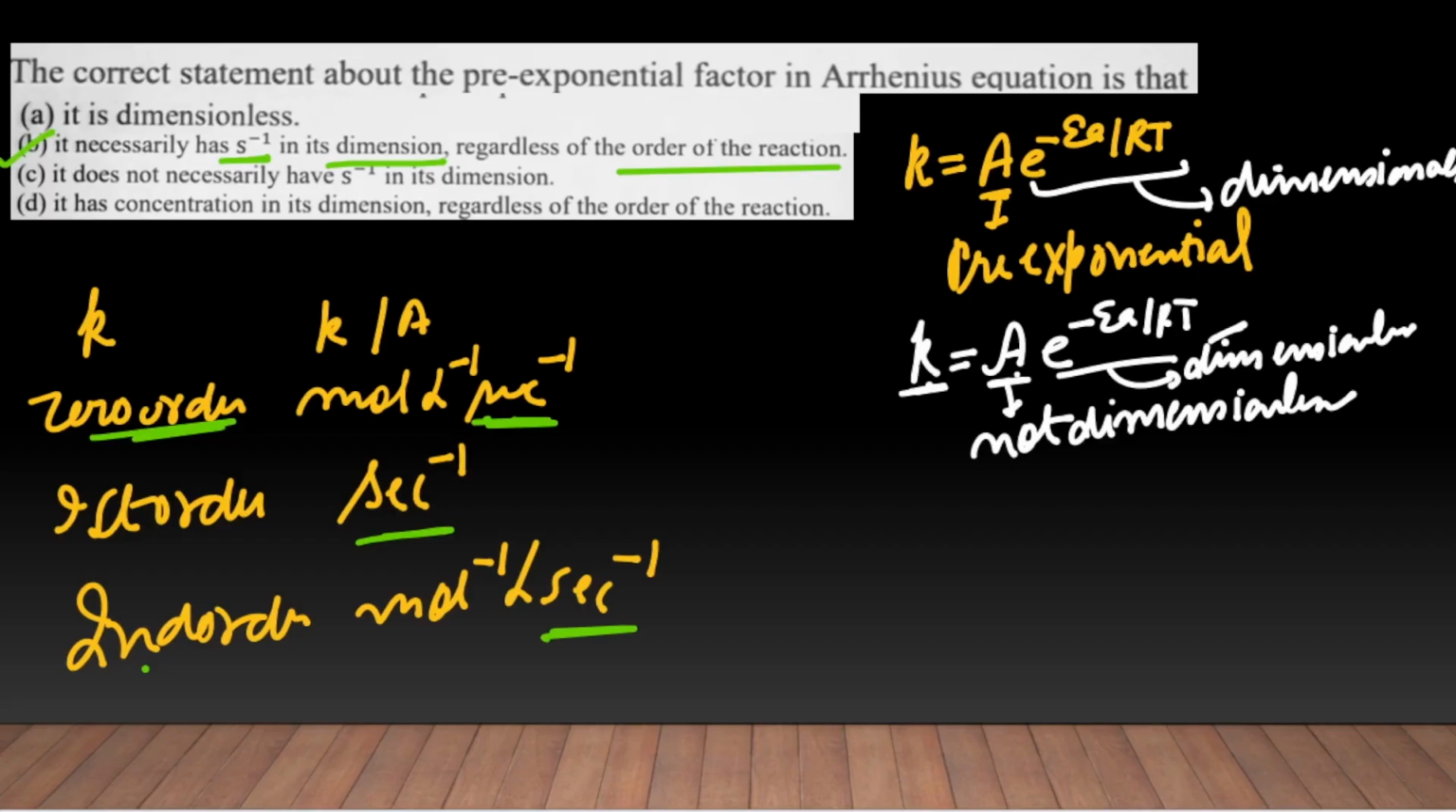Okay, next one also, you see, it does not necessarily have the second inverse in its dimension, so this is the reverse of it, so it becomes incorrect. Fourth statement, it has a concentration in its dimension regardless of the order of reaction. So this is not true, because in the first order, if you see, only the second inverse term is present and the concentration term is not present in its dimensions, right? So this again becomes incorrect. So B is the correct statement in this case. Okay.